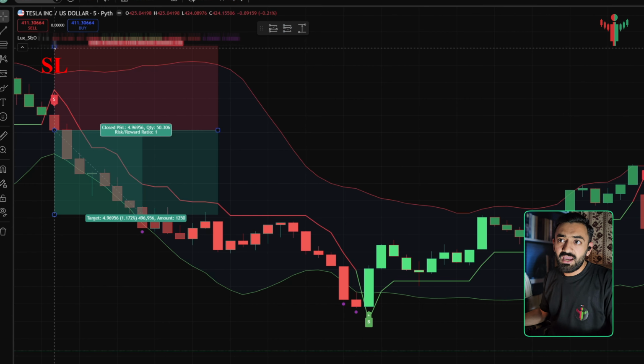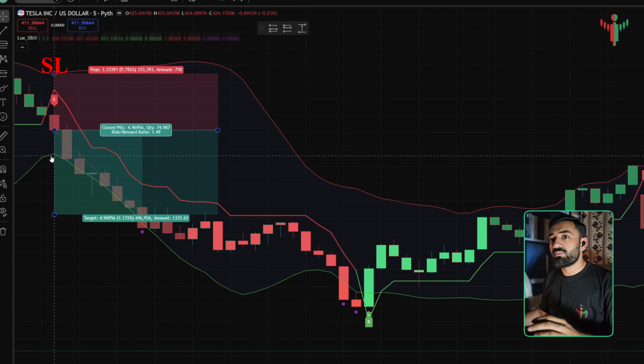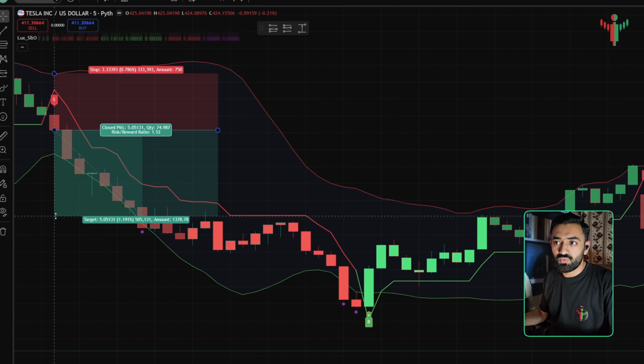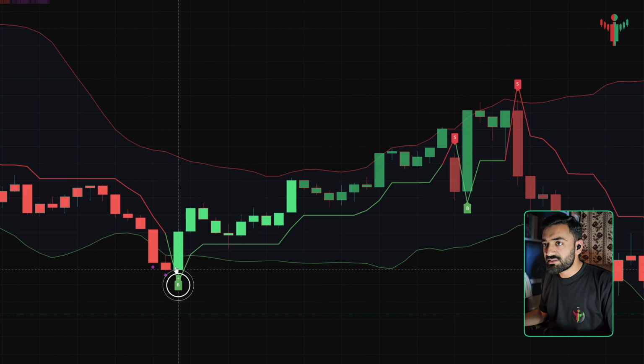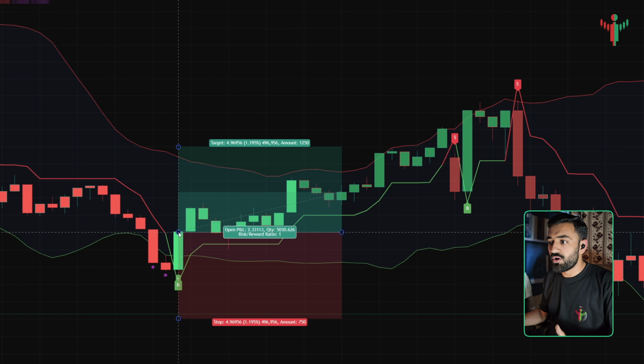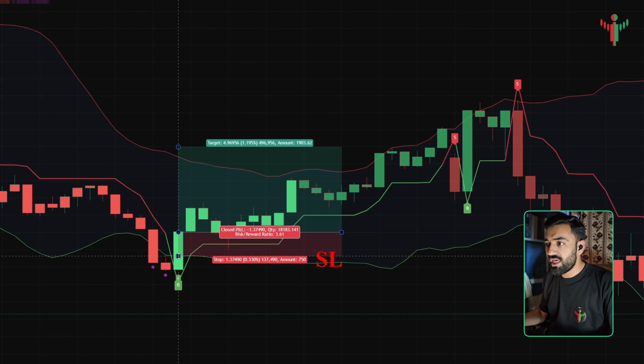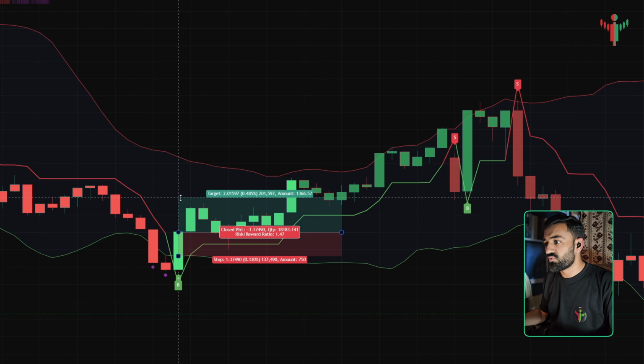The SL I will set on this red line because this red line and this green line will be used to set the SL, and the TP will be 1.5 risk to reward ratio. And here next is a buy signal. I will open a buy trade exactly on the closing of this candle. The SL will be at this green line and the TP will be 1.5 risk to reward ratio, which is here, and it closed in profit.